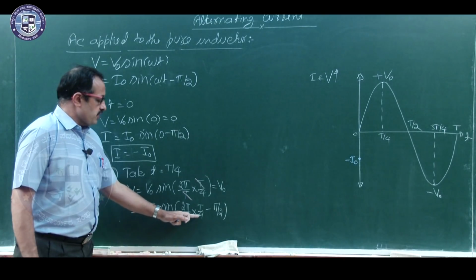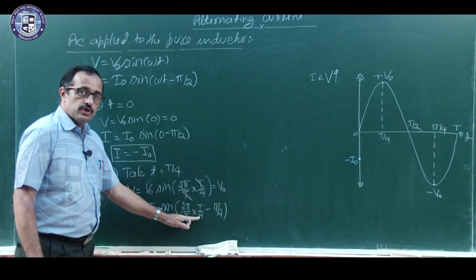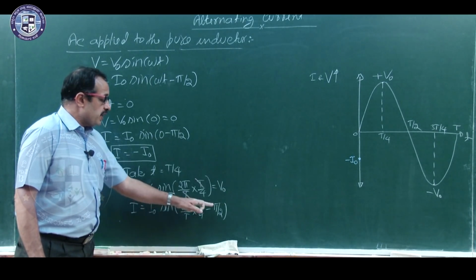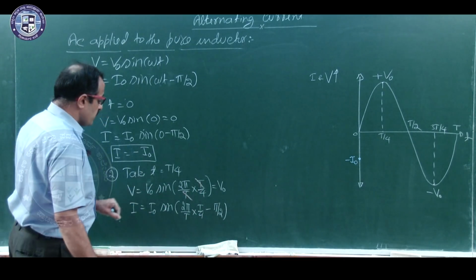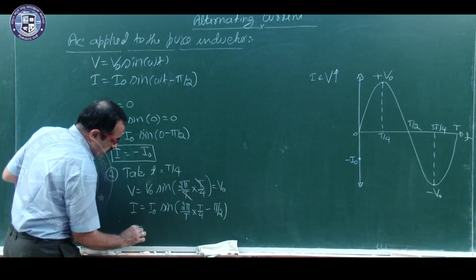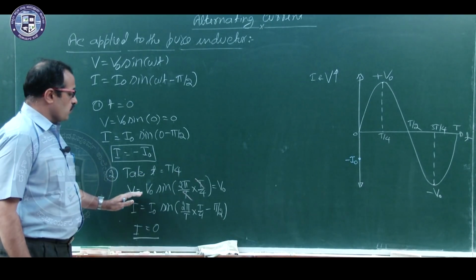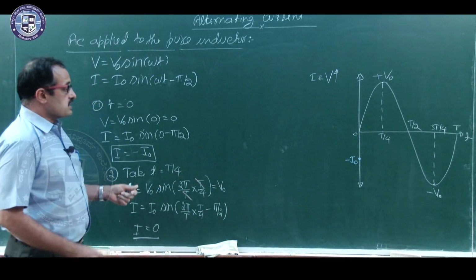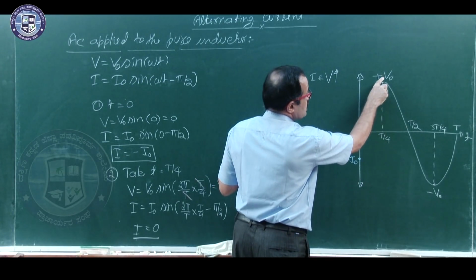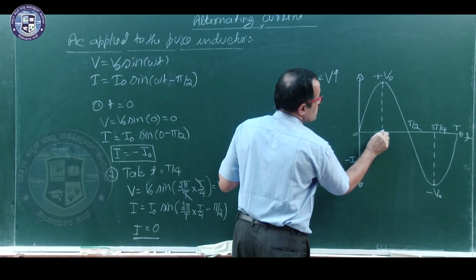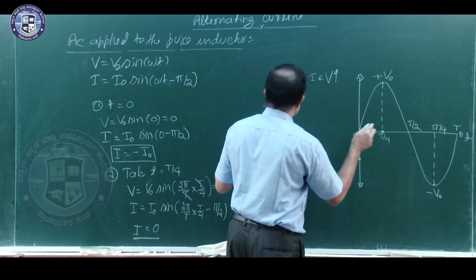So, this is 90 degree, remember, because t we can cancel, it is 2 pi by 4, that is pi by 2. Pi by 2 minus pi by 2, 90 degree minus 90 degree, that is 0, sin 0 is 0, therefore, current equal to 0. Means when time equal to T by 4, voltage is V naught, but current is 0. So, first point is here, second point is here, T by 4.